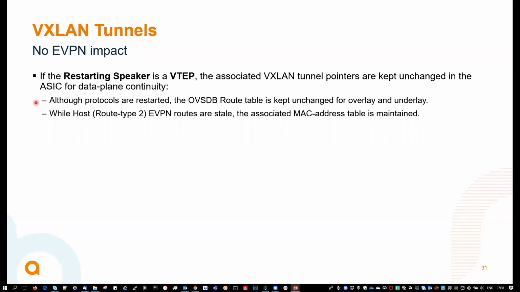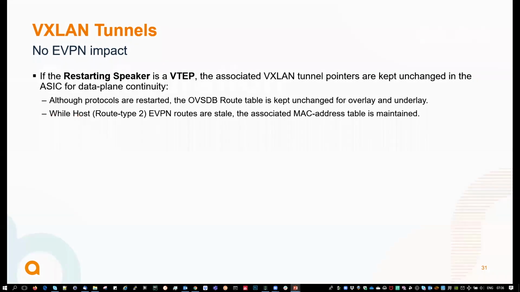This finally means that whatever changes EVPN does, like the route table having /24 routes for type 5 or /32 routes, the MAC table, and the tunnel endpoints, the VXLAN tunnels, all of them are kept unchanged for data plane continuity. There would be no change in the database.